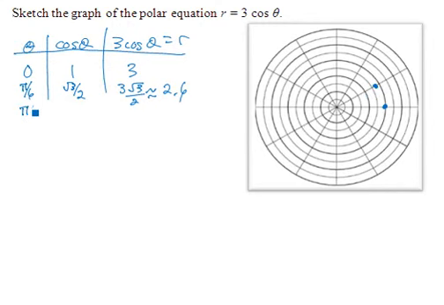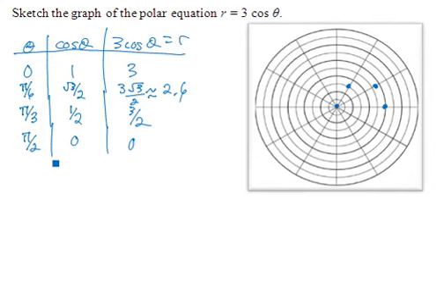If we go to pi over 3, the cosine of pi over 3 is 1/2, and 3 times that is 3/2. So along the line corresponding to an angle of pi over 3 radians, we need to go 1.5 units. There's 1.5. And if we go to pi over 2, cosine is 0 there, so 3 times 0 is still 0, and when we are facing north, facing pi over 2 radians, we go nowhere.